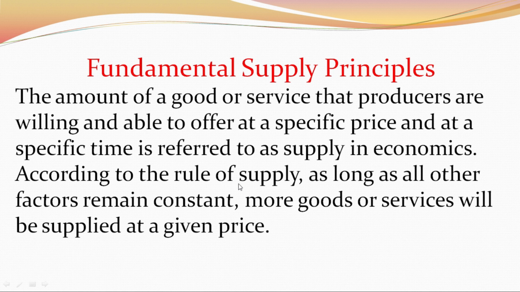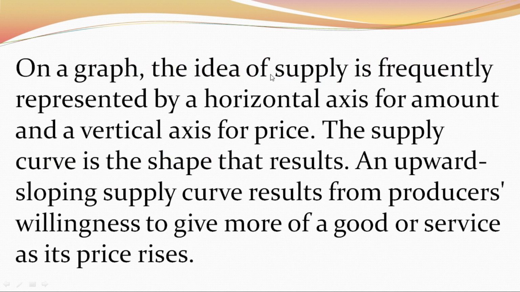According to the rule of supply, as long as all other factors remain constant, more goods or services will be supplied at a given price. On a graph, the idea of supply is frequently represented by a horizontal axis for amount and a vertical axis for price. The supply curve that results is upward sloping, because producers are willing to give more of a good or service as its price rises.